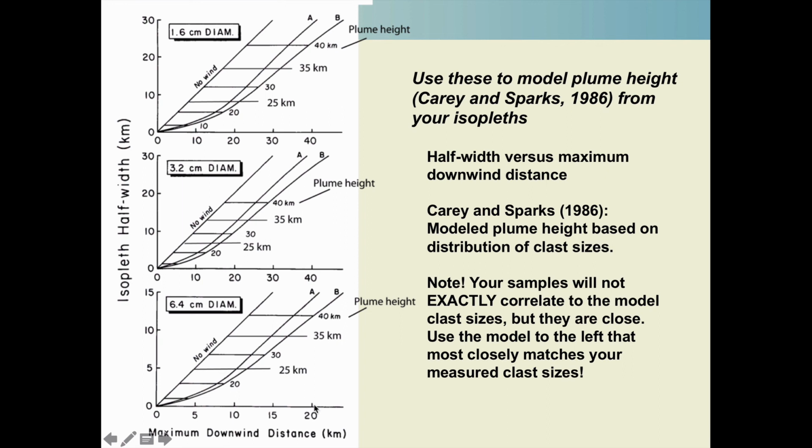So say you have a maximum downwind distance of 15 kilometers, and you know your wind speed matches B, and your isopleth half width is about 7.5. So you know you're going to fall right around in here. And for the 6.4 diameter class, it's going to estimate a plume height slightly above 30 kilometers. So just do this eyeball method. Your samples are not going to exactly correlate to the model class sizes, but they're close. And just basically extract the information from the graphs, because I don't want you to have to code and recreate the whole model. That's beyond the scope of the class.